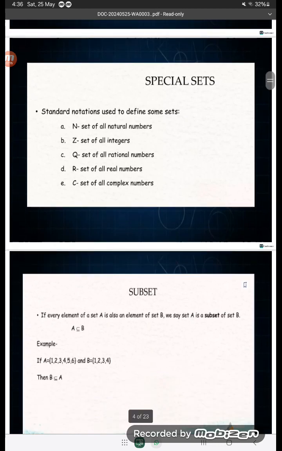Q is the set of rational numbers. Rational numbers are those which are written in the form of P over Q, and Q cannot equal 0, like 3 over 4, 7 over 9, 13 over 3 and so on. R is the set of real numbers, which contains all the sets like natural numbers, integers, rational and irrational.